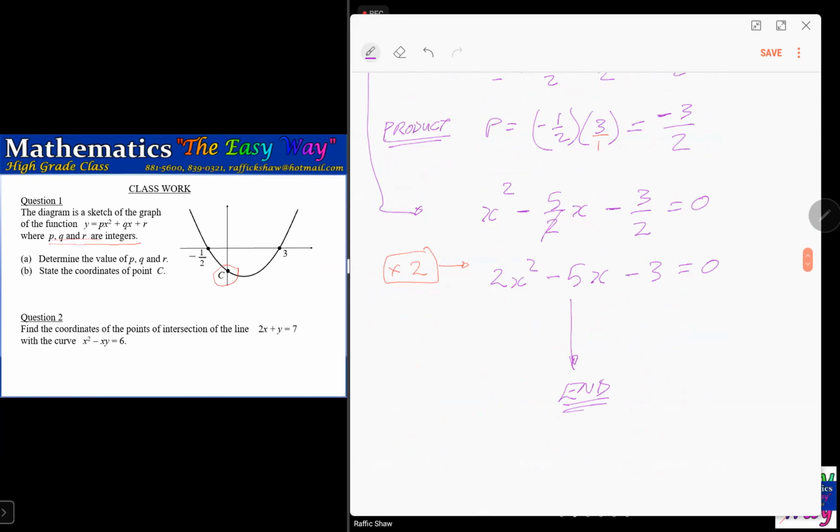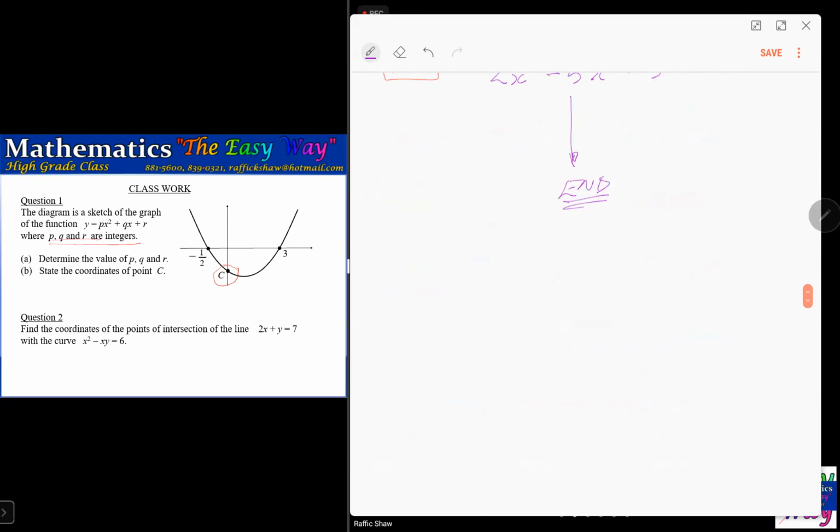All right. Let us go to question 2 now. So question 2 gave us those two simultaneous equations. One is a line and one is a curve, and it's helping us because it tells us that one is a line and one is a curve. So we're solving them simultaneously. So this is question 2.